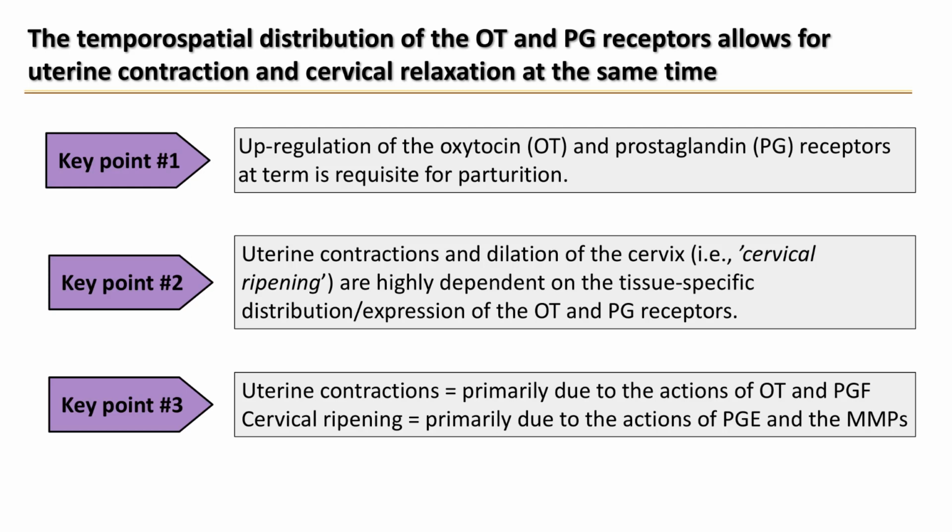Key point number 1. Upregulation of the oxytocin and PG receptors at term is requisite for parturition. Key point 2. Uterine contraction and dilation of the cervix, otherwise known as cervical ripening, are highly dependent on the tissue-specific distribution and or expression of the oxytocin and prostaglandin receptors. And key point number 3, we know that uterine contractions are primarily due to the actions of oxytocin and prostaglandin F, whereas cervical ripening is due to the actions of PGE and the MMPs.